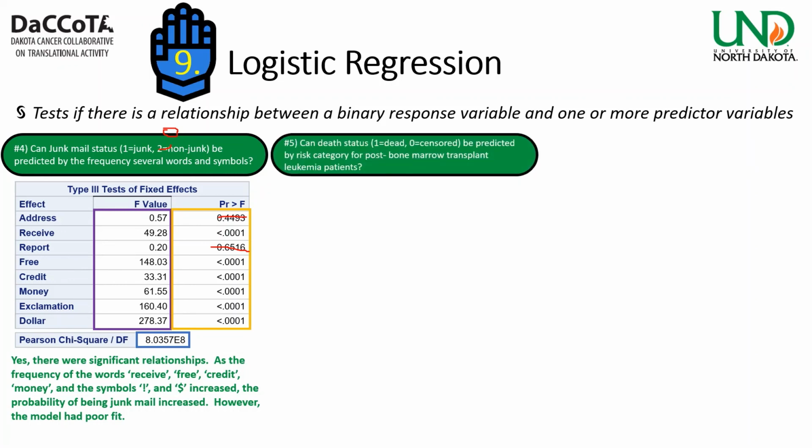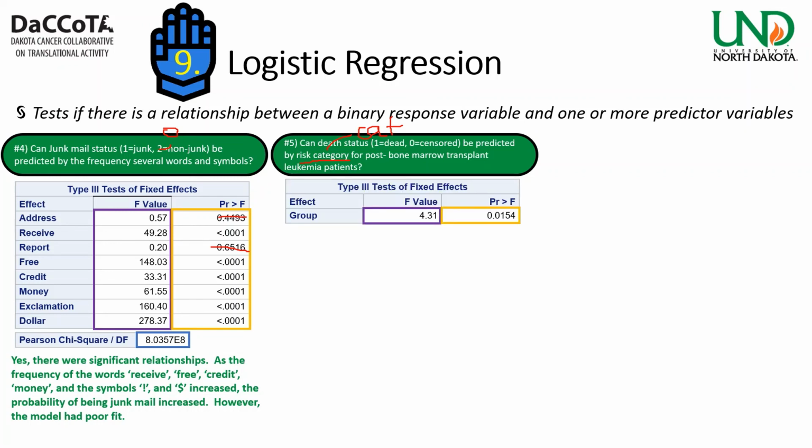So now let's shift a little bit. Let's look at death status. So 1 is dead, 2 is not dead. Predicted by risk category. Now instead of a numerical variable, this is actually a categorical variable. You can do that with logistic regression, though the output will be a little bit different. We'll explain it a little bit differently.